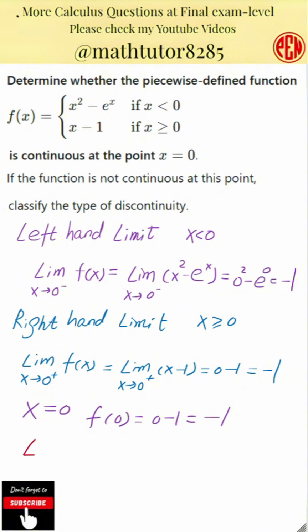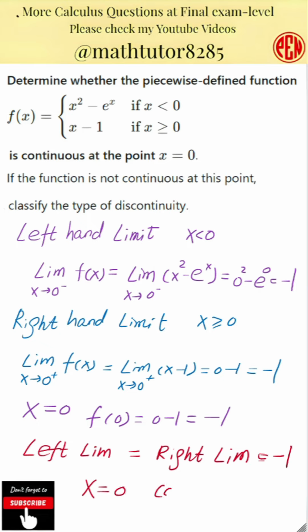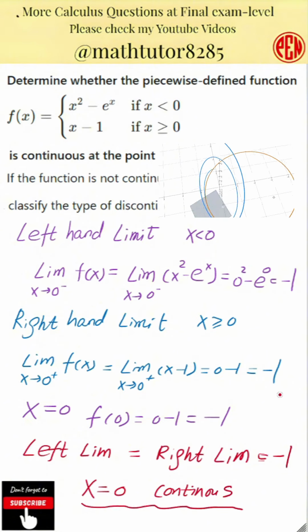Next step is to compare the two limits and the function value at x equals 0. The left-hand limit is -1. The right-hand limit is also -1. And the value of the function at 0 is -1. Since all three values are the same, we conclude that the function is continuous at x equals 0. The final answer is yes, the function is continuous at the point where x equals 0.